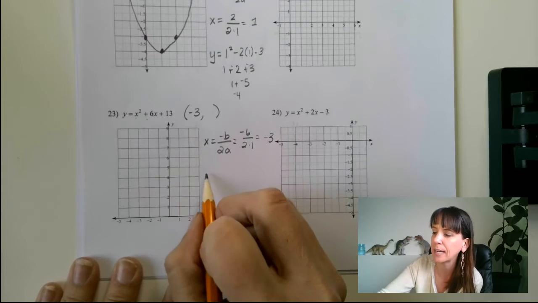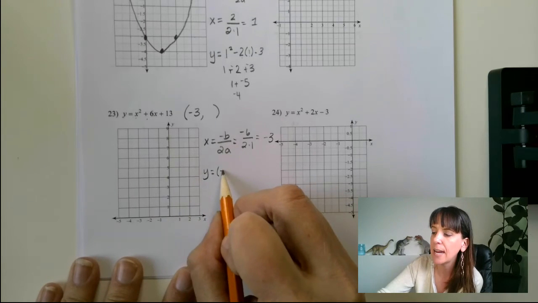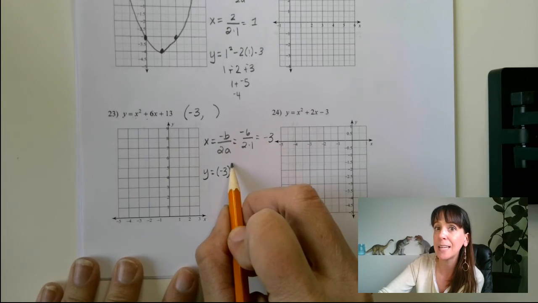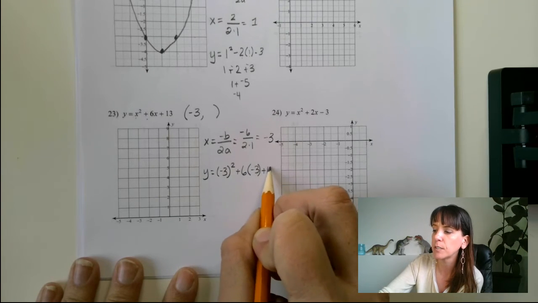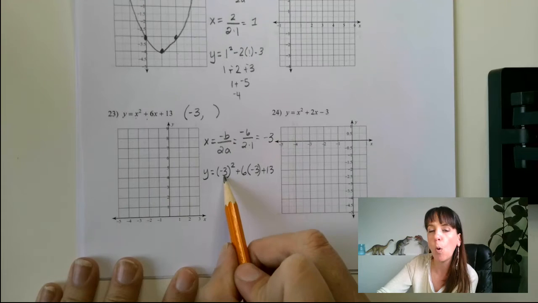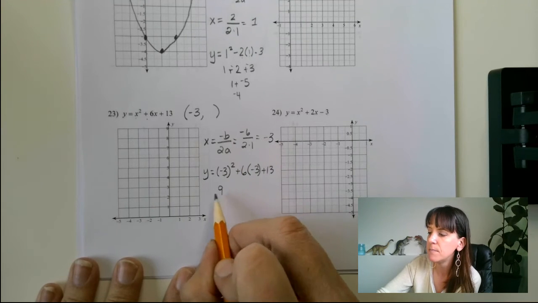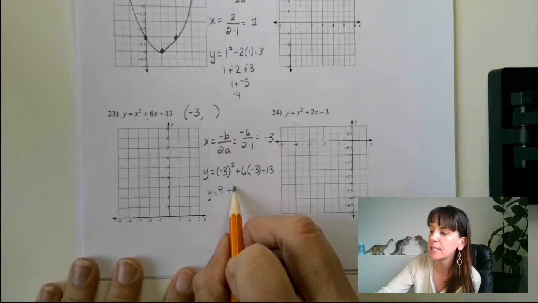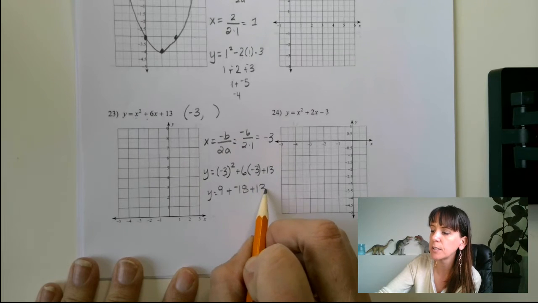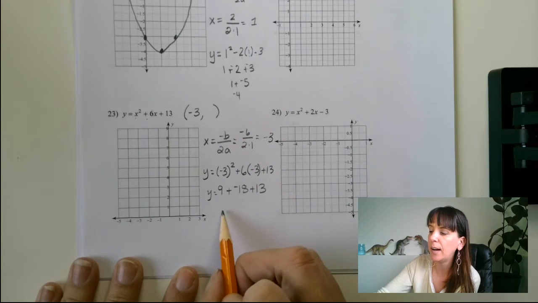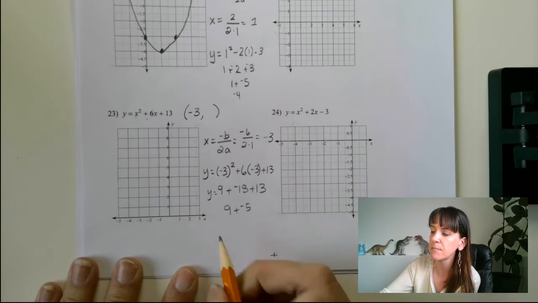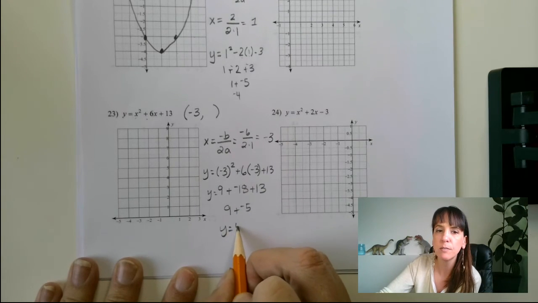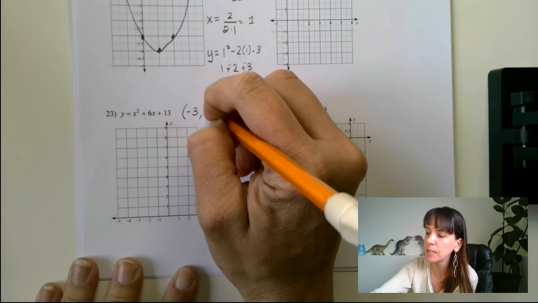Now we got to go back and plug that in. Y equals -3. Make sure you use parentheses when you're dealing with negatives and with exponents. +6 times -3 plus 13. All right, quantity -3 squared is 9. Y equals 9 plus -18 plus 13. So that's 9 plus -5, right? So y equals 4. So when we have -3, we get 4.